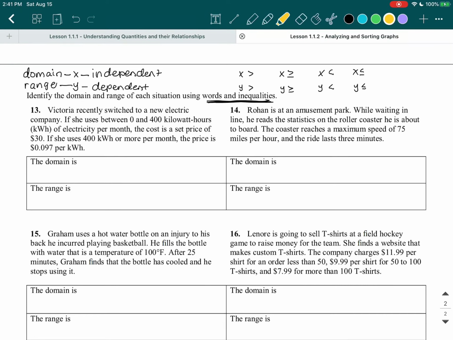Remember the trick that I said we can use to find our independent and dependent quantities is to look for the units that are attached to the numbers. So let's look at our numbers. 400 what? Kilowatt hours, abbreviated as kWh. Let's see, 30 what? $30. 400 kilowatt hours again. And then $0.097 per kilowatt hour. So the two things sticking out to me are kilowatt hours and dollars. Let's write those down. Not inside our little answer box yet, but let's write kilowatt hours and dollars.